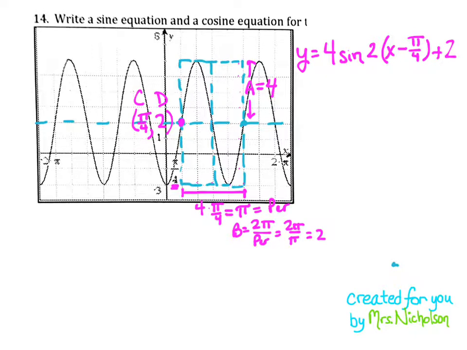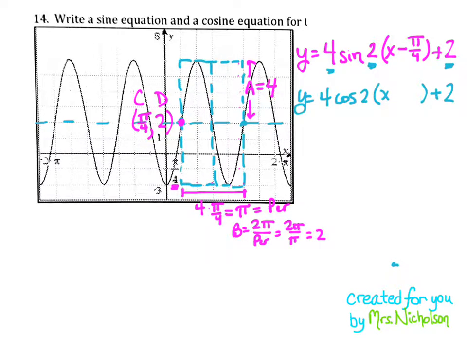All right, and then I also need to write a cosine equation. Now, when I write a cosine equation, the a, the b, and the d, they're all going to be the same. Y equals 4 cosine 2x, and then plus 2. The only thing that's going to change here is the c value.